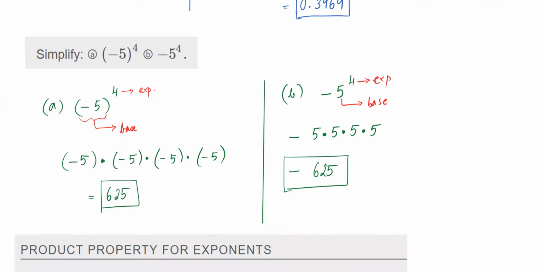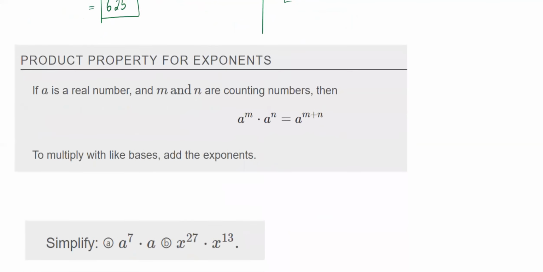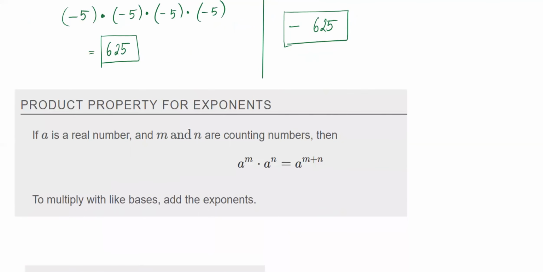Okay. We move to product property for exponents. This is a property that you have seen in Math 80. If not, it's okay. It's a quick refresher at this point. So remember this, if you have to multiply 2 terms with the same base but different exponents, you're not going to multiply the powers, instead you'll be adding the powers, okay? So that is an important property.